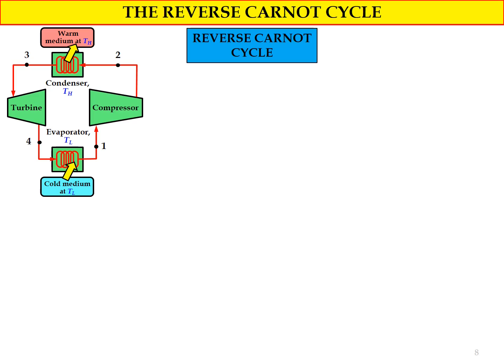In order to discuss the reverse Carnot cycle, let us look at this schematic diagram. This schematic diagram represents the reverse Carnot cycle, where we have a compressor, a condenser, a turbine, and also an evaporator. So these are the main components for the reverse Carnot cycle. In terms of states, we will have 4 states involved, state number 1 until state number 4. The function of the compressor is to compress the refrigerant inside the cycle. So we have an isentropic compression process from state number 1 to state number 2.